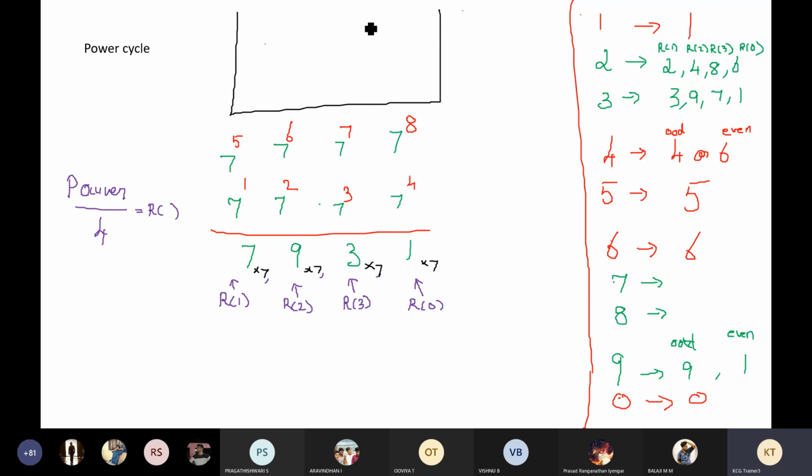Now here's the question. Let's say the question is 567 power 567. Can you guys tell me what is the last digit? 567 power 567.